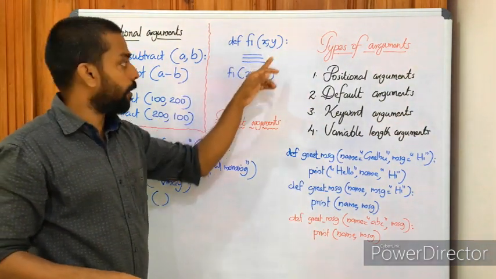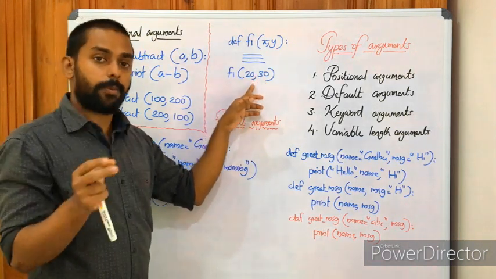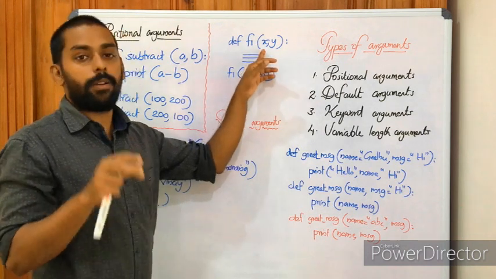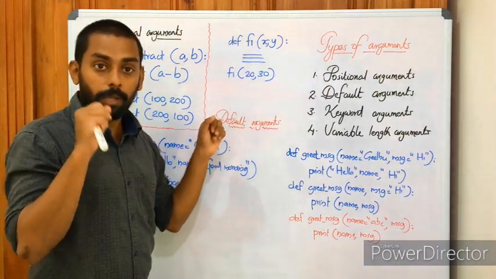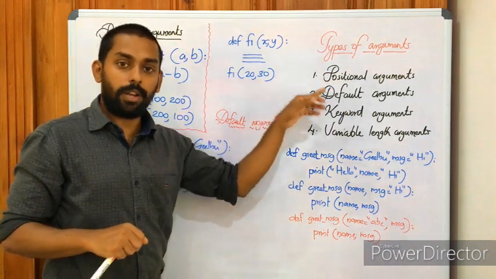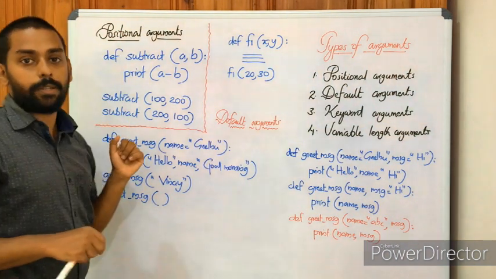x and y are formal parameters, and 20 and 30 are actual parameters. Actual parameters are the parameters provided in the function call, and formal parameters are the parameters provided in the function definition. Then, types of arguments. We have four types of arguments: positional, default, keyword, and variable length. We have seen positional arguments first.